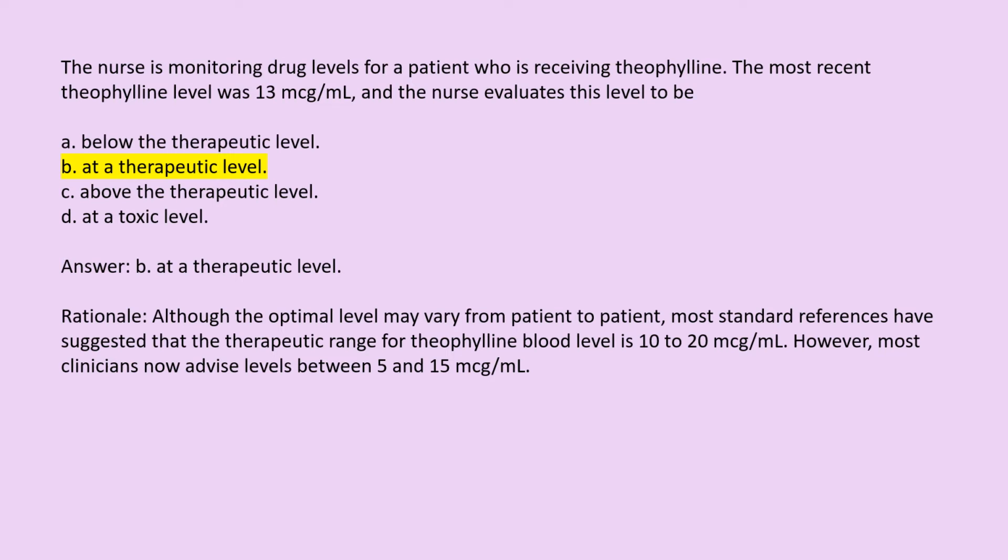Answer. B. At a therapeutic level. Rationale. Although the optimal level may vary from patient to patient, most standard references have suggested that the therapeutic range for Theophylline blood level is 10 to 20 mcg per milliliter. However, most clinicians now advise levels between 5 and 15 mcg per milliliter.